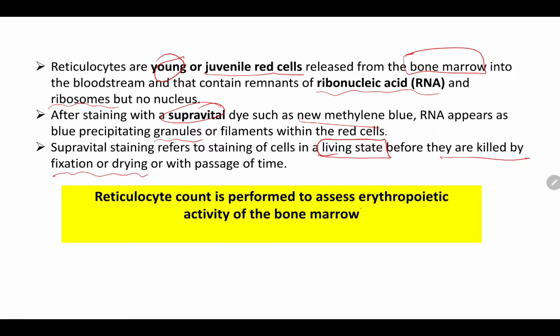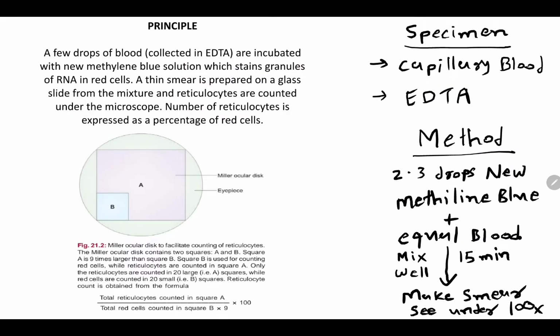Reticulocyte count is performed to assess the erythropoietic activity of bone marrow. Now, the principle is that a few drops of blood are incubated with new methylene blue, which stains granules of RNA in red cells. A thin smear is prepared on a glass slide from this mixture, and reticulocytes are counted under the microscope. The number of reticulocytes is expressed as a percentage. Here the specimen can be either capillary blood or an EDTA sample, and the method is already discussed in the principle.